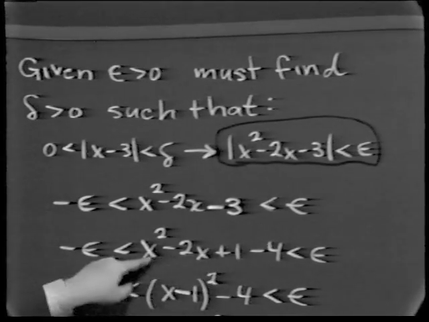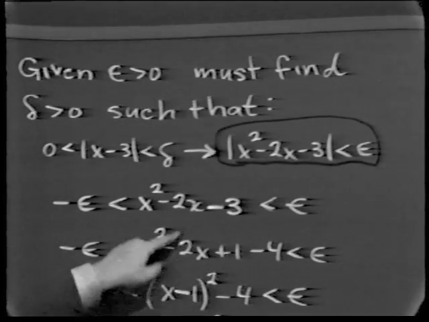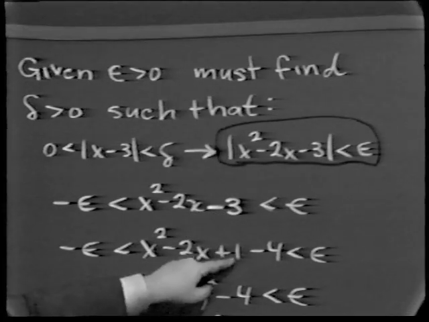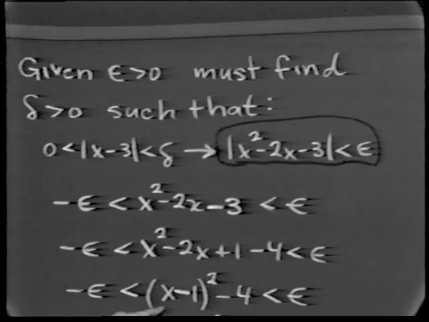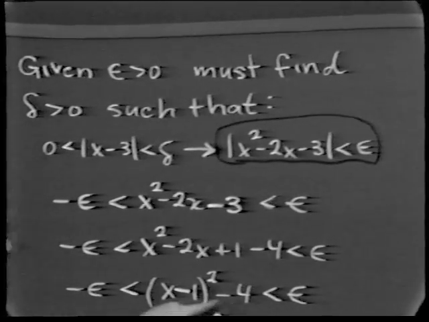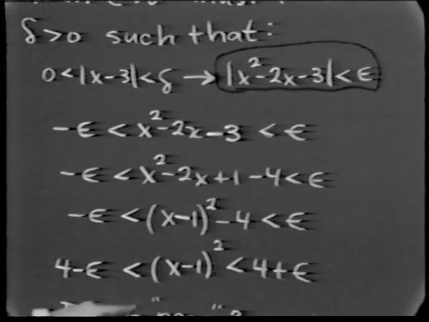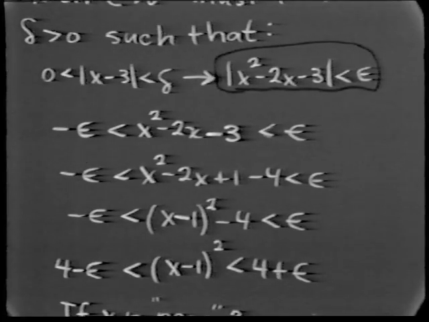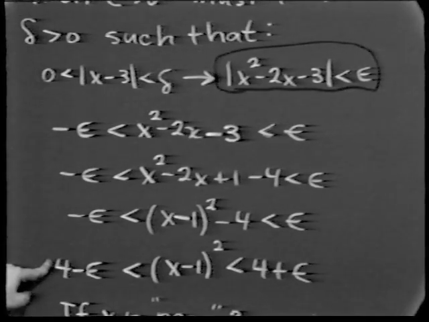I call this completing the square. Well, people for 2,000 years have called this completing the square. Namely, I rewrite minus 3 as 1 minus 4, so that x squared minus 2x plus 1 can be factored as x minus 1 squared. I'm now down to this form here. Then I add 4 to all sides of my inequality and have that x minus 1 squared is between 4 plus epsilon and 4 minus epsilon. Some fairly elementary algebra of inequalities here.